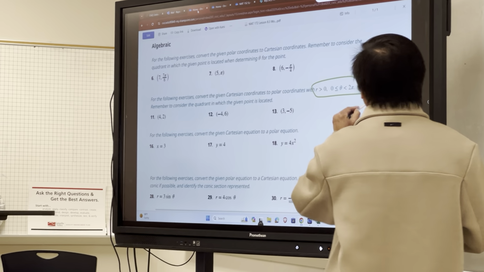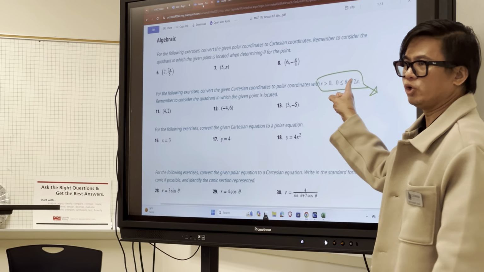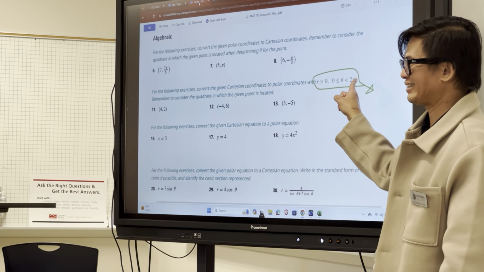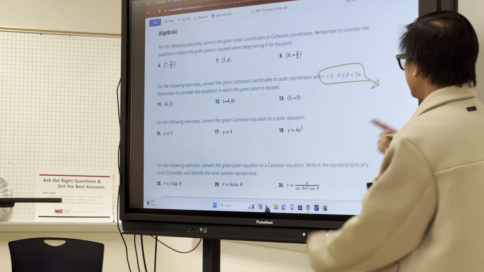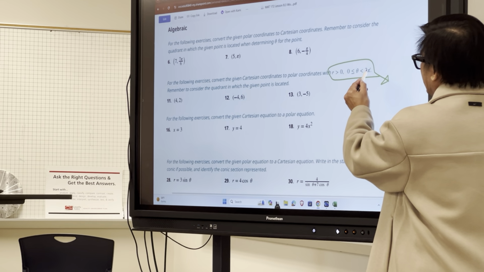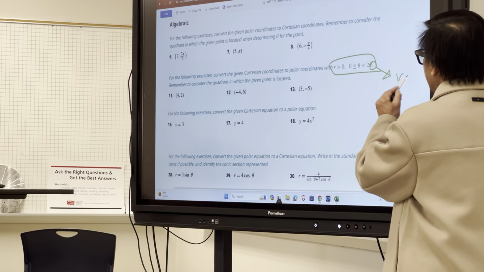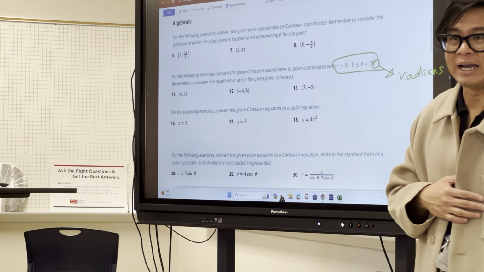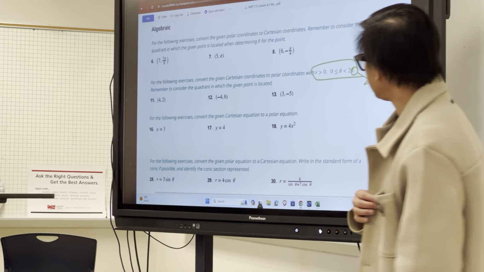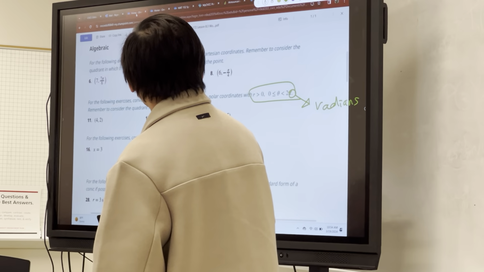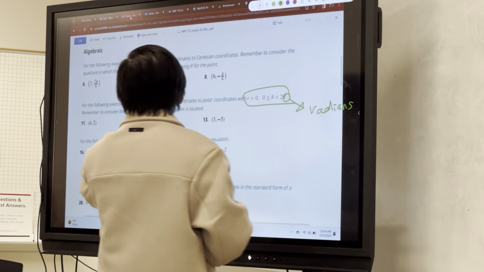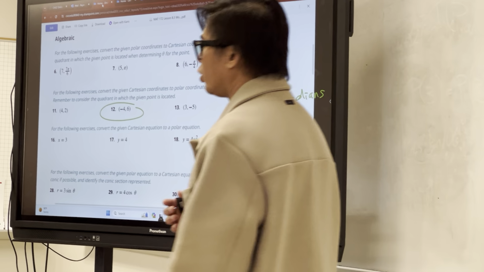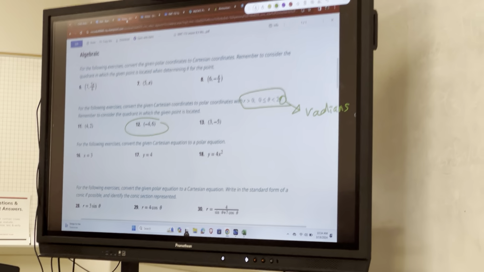So this one just tells us that your angle should be in what unit, degrees or radians? Radians, very good, right? Our key term is pi. If you see a pi, then we know that we are considering the radians value. So let us consider number 12. What's that? Negative 4, 6.